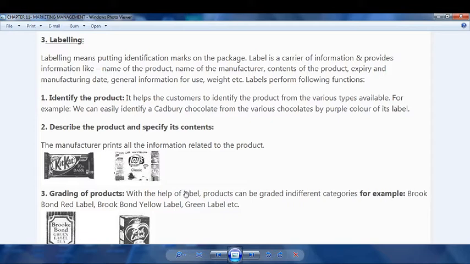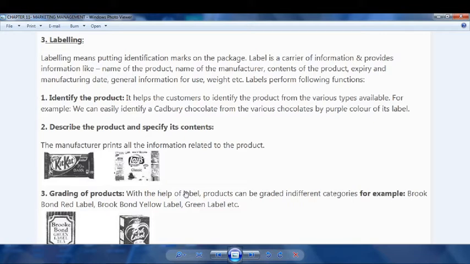So a label is basically a carrier of information, and this label provides information like the name of the product, name of the manufacturer, content of the product, expiry and manufacturing dates, general information for use, weight, etc. All these things are done in the labeling.